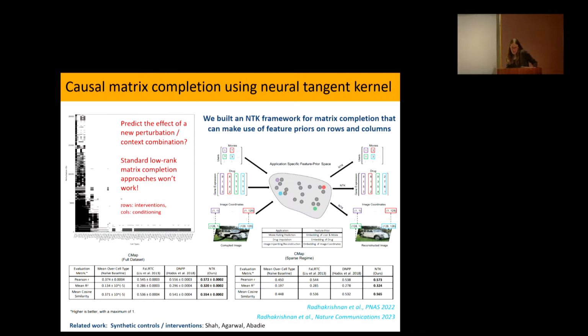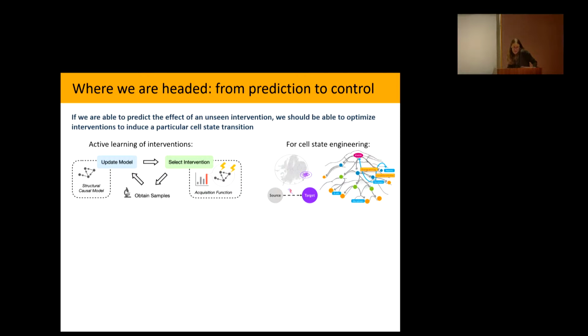Okay, so where are we heading? Of course, in the end, you want to get to control. So just being able to predict every type of intervention is not the end, right? You would like to give me a healthy cell and a disease cell, and you would like to know which interventions to do in order to get there. Or what we care about a lot is changing the type of a cell.